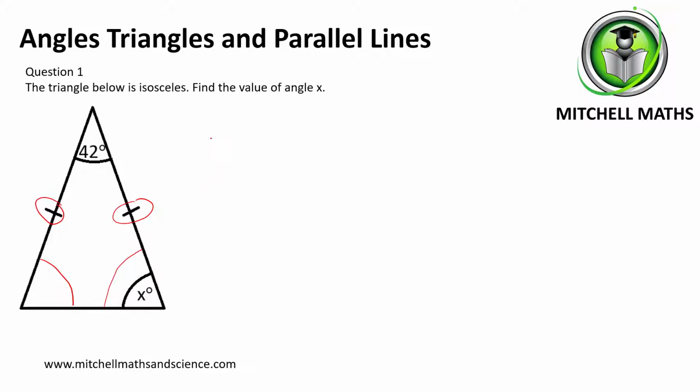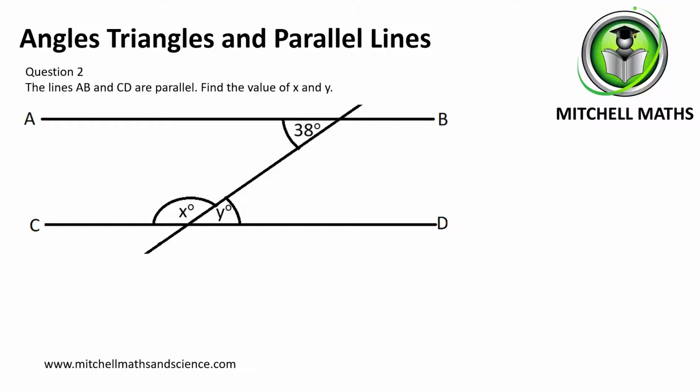Right, so we'll do 180, take away 42, so we know what these two angles will add up to. And that gives us 138. And because we know that these two angles are the same, I can divide by 2. And that will equal 69 degrees. So that's my missing angle x.